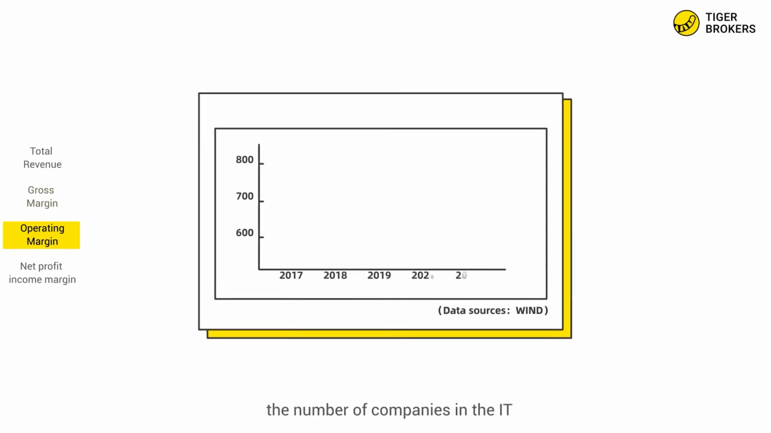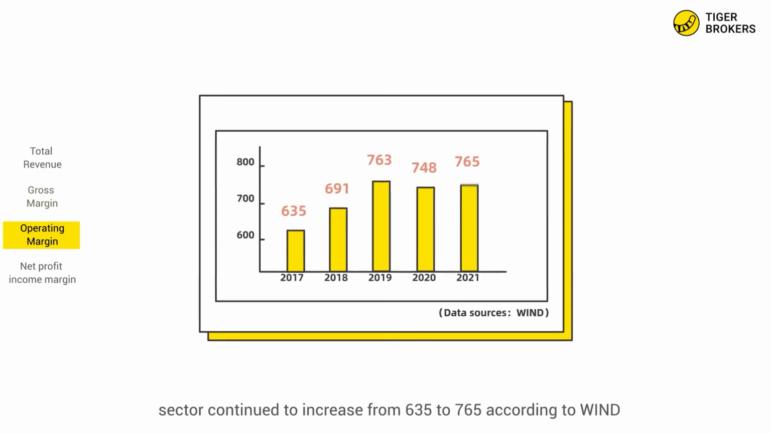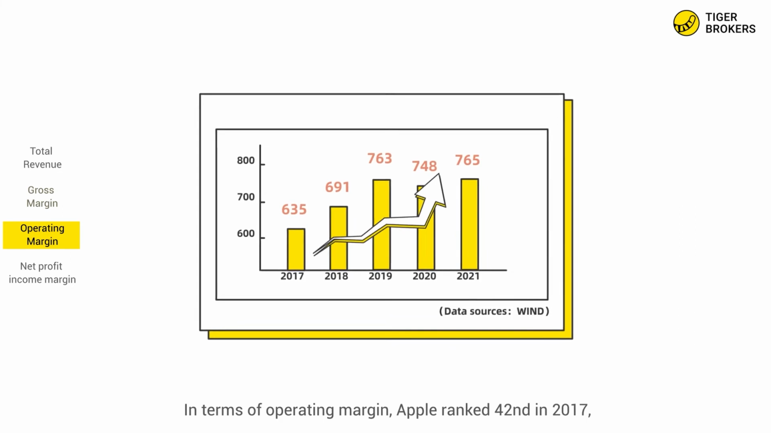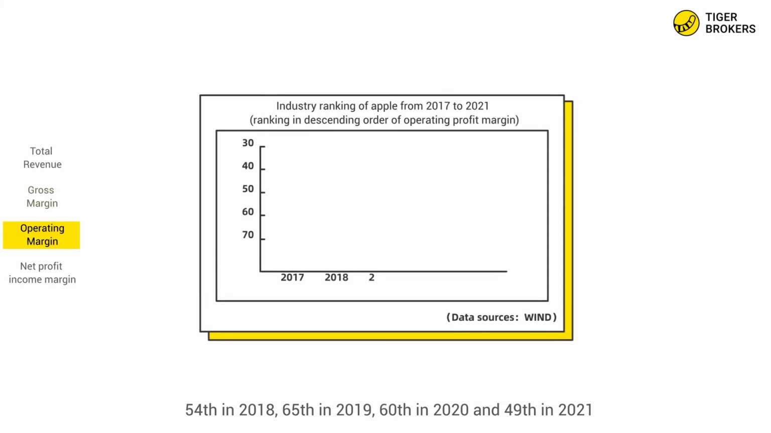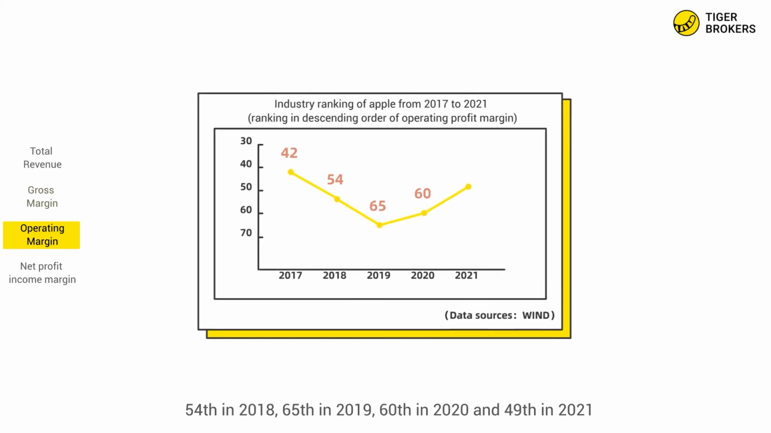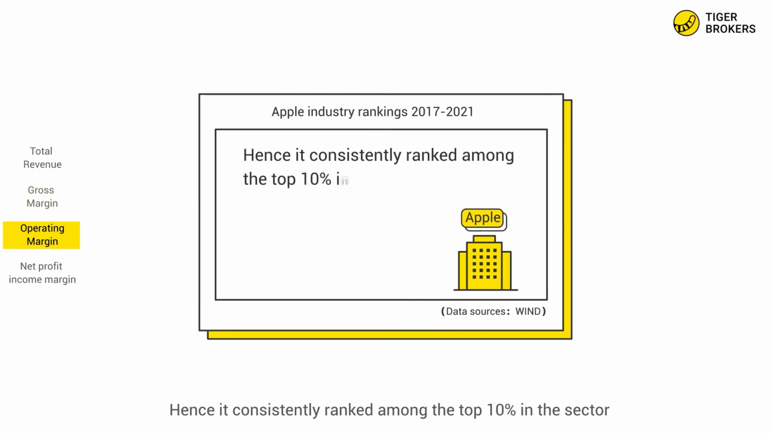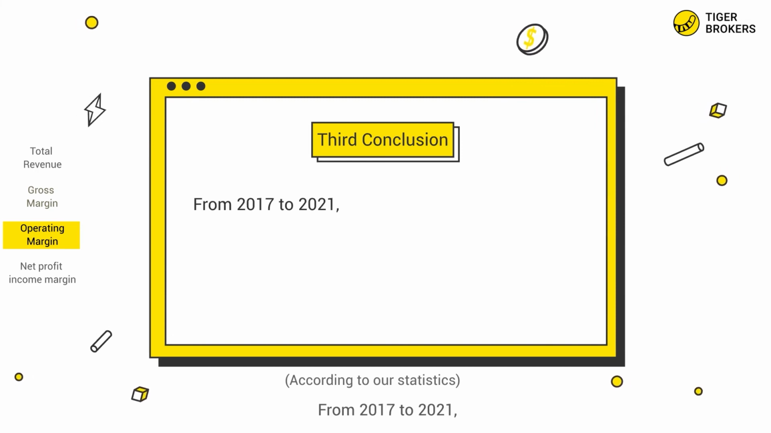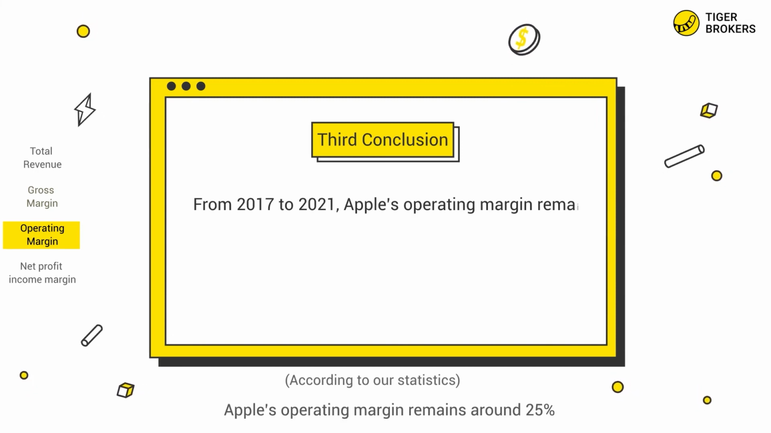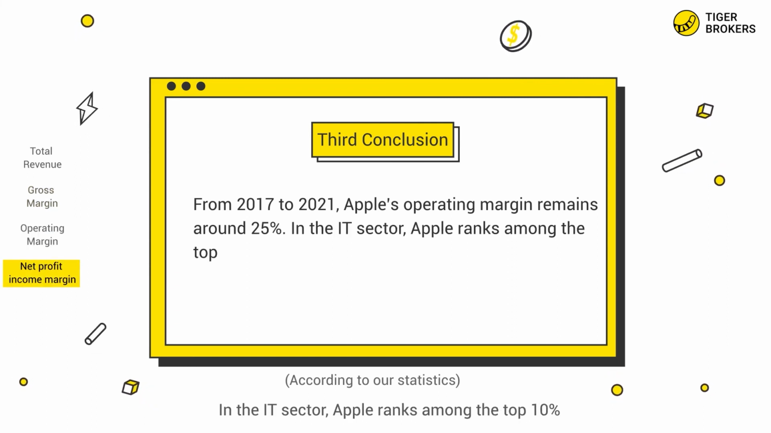At the same time, the number of companies in the IT sector continued to increase from 635 to 765, according to Wind. In terms of operating margin, Apple ranked 22nd in 2017, 54th in 2018, 65th in 2019, 60th in 2020, and 49th in 2021. Hence, it consistently ranked among the top 10% in the sector. Thus, we can draw the third conclusion. From 2017 to 2021, Apple's operating margin remains around 25%. In the IT sector, Apple ranks among the top 10%.